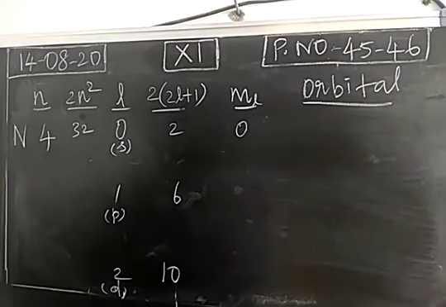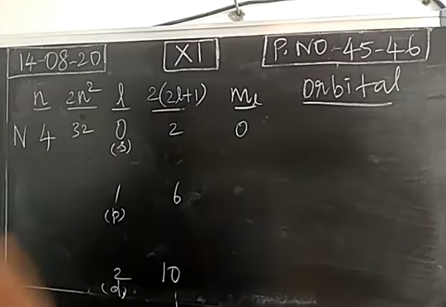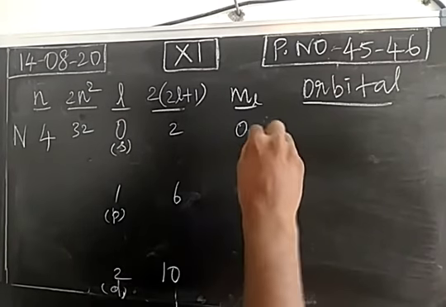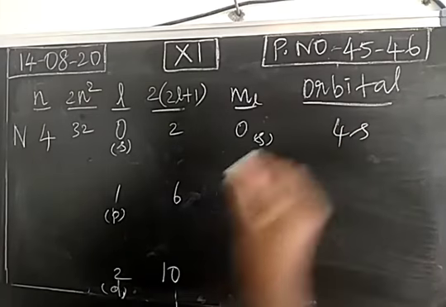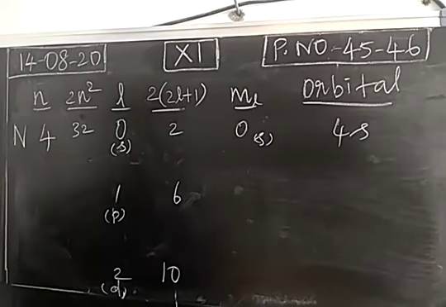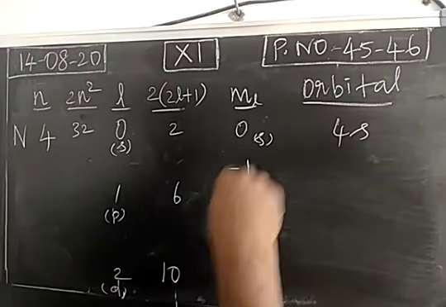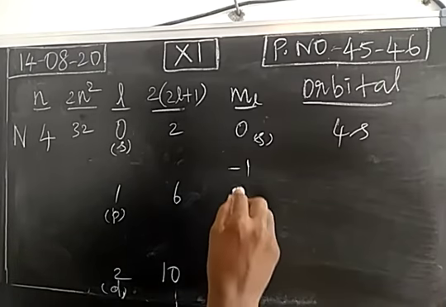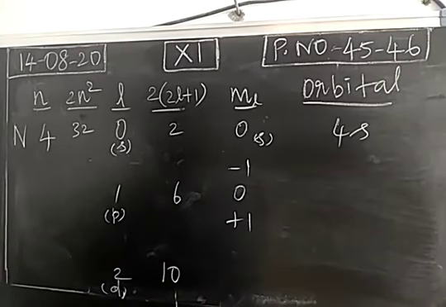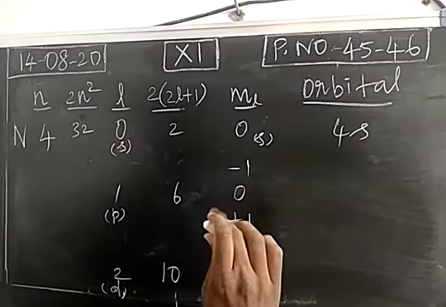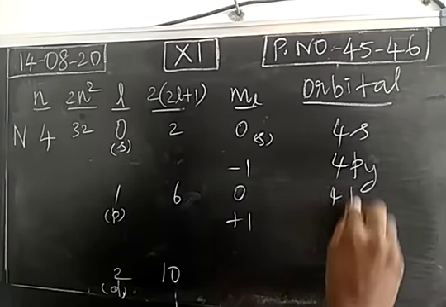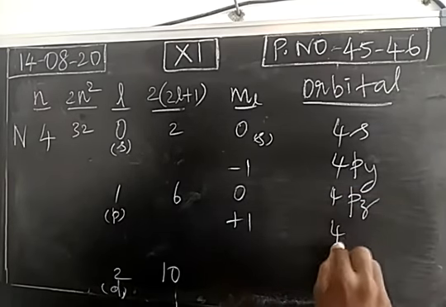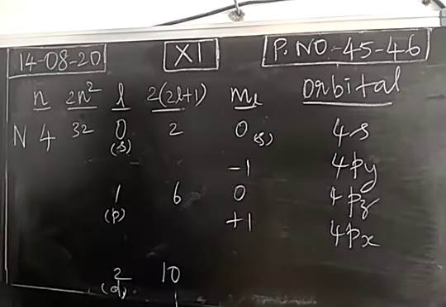Take magnetic quantum number, only one value for azimuthal quantum number 0. So this is S orbital, right? So this is called 4s orbital. Then possible magnetic quantum numbers for azimuthal quantum number 1: minus 1, 0, plus 1. So px, py, pz can be denoted as 4py, 4pz, 4px, like that it can be mentioned.